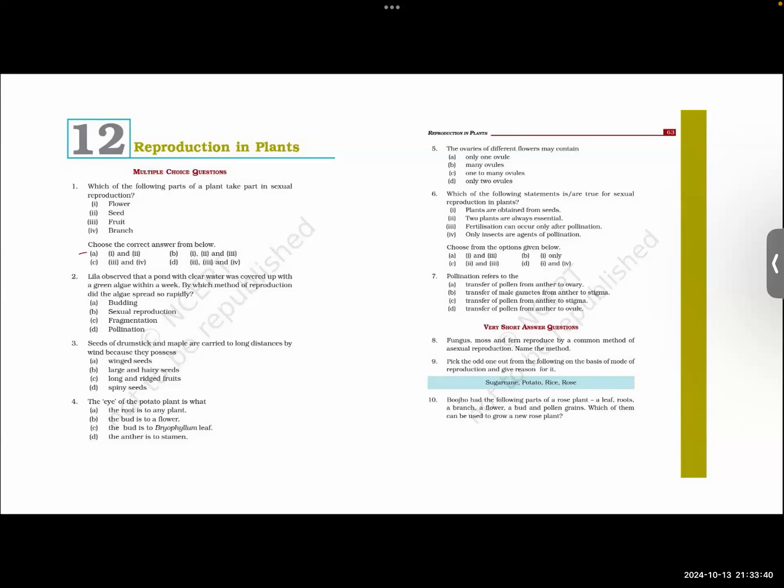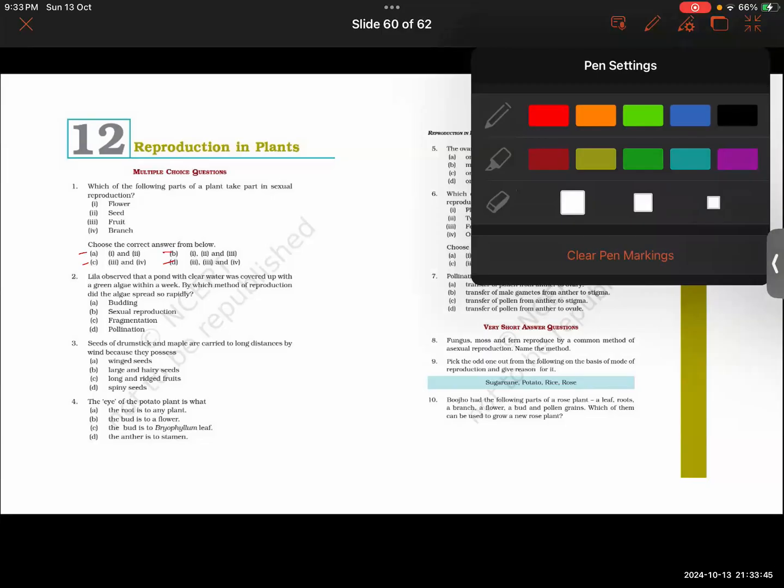Answers like option A, B, C, and D. These 4 options are given here. Out of that, you have to choose, okay?